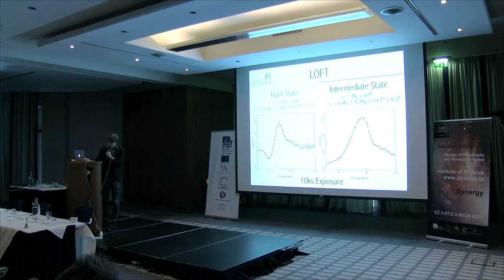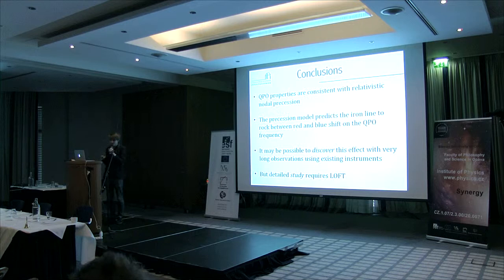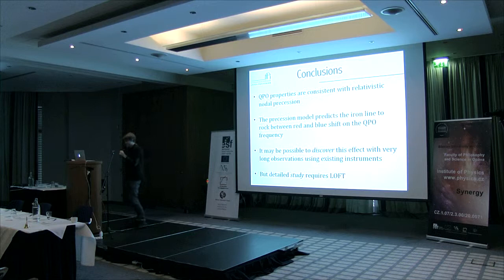So in conclusion, I probably have a bit more time, actually, so I'll take my time over the conclusions. The QPO properties in black holes seem to be consistent with relativistic nodal precession, or Lense-Thirring precession. It's not necessarily the case in neutron stars, as Diego Altamirano hinted the other day. There's a problem with Terzan 5 X2, which just spins too slowly to be Lense-Thirring precession. But in the black holes, it seems to work quite nicely.